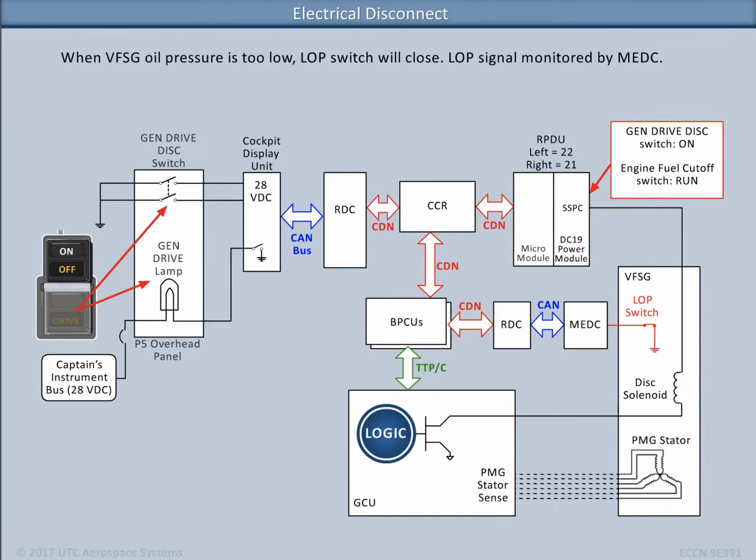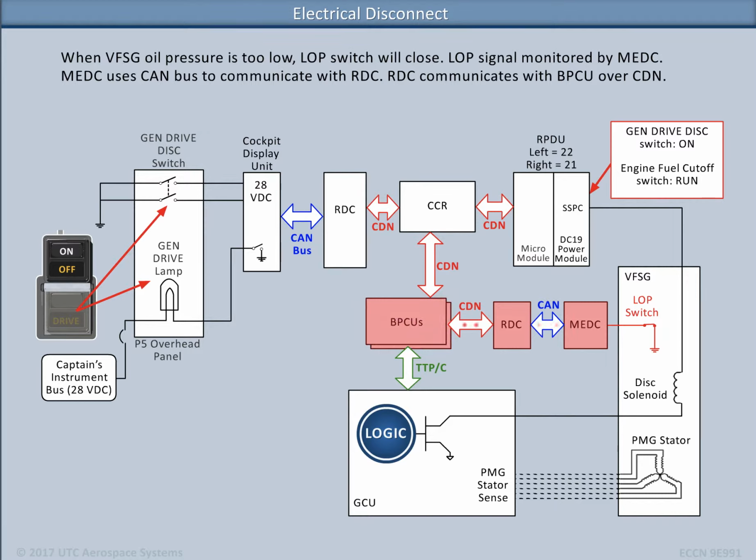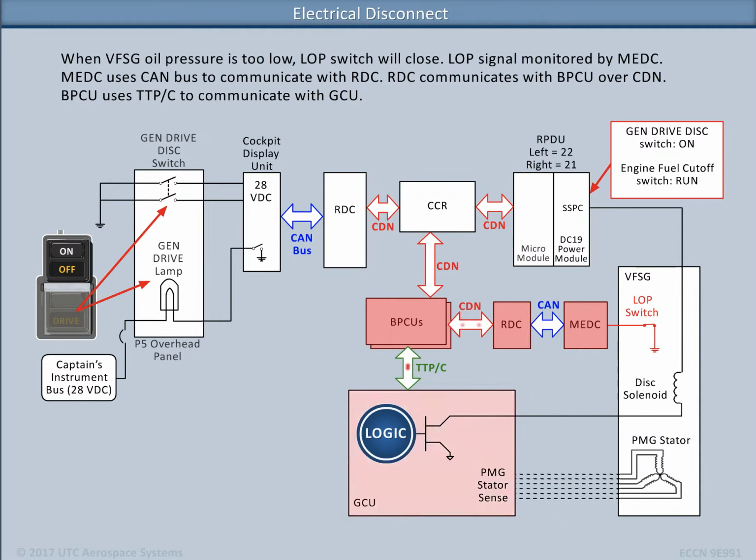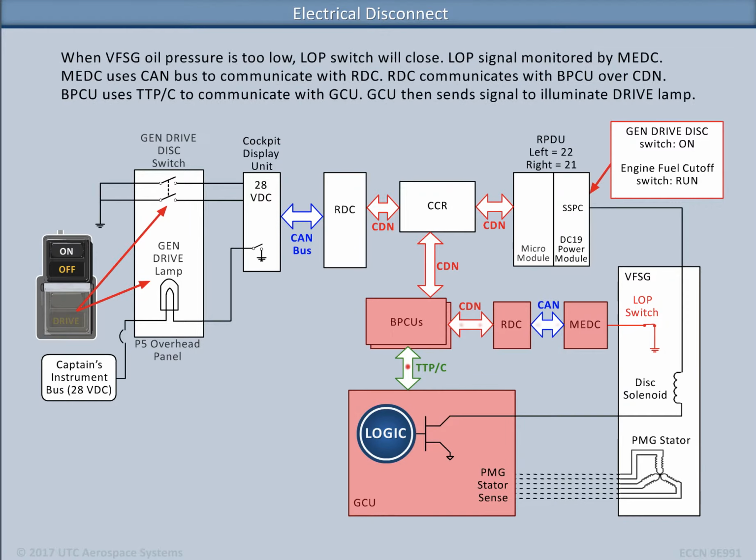When the VFSG oil pressure is too low, the low oil pressure LOP switch will close. The low oil pressure signal is monitored by the MEDC. The MEDC uses the Controller Area Network bus to communicate with a Remote Data Concentrator. The Remote Data Concentrator communicates with the BPCU over the Common Data Network. The BPCU uses TTPC to communicate with the GCU. The GCU then sends a signal to illuminate the drive lamp.